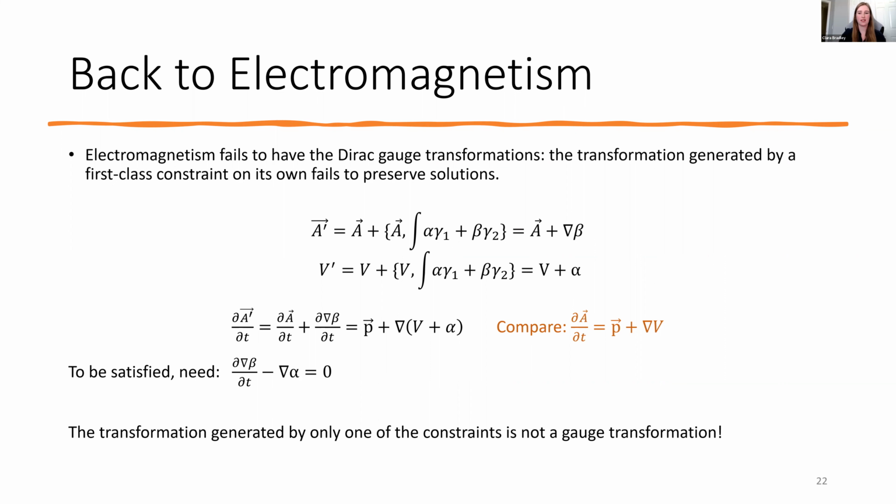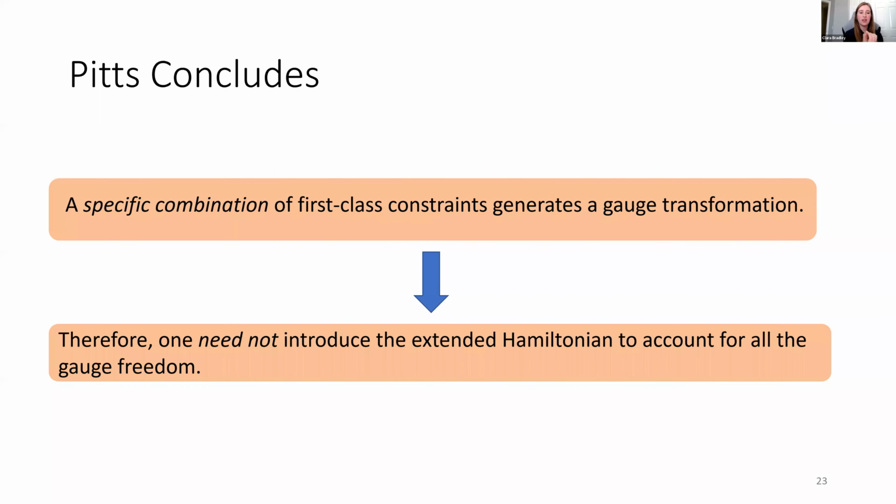And so on the basis of this, Pitts concludes that rather it's a specific combination of the first-class constraints that generates a gauge transformation. And therefore, that one need not introduce the extended Hamiltonian to account for all of the gauge freedom, since the extended Hamiltonian is motivated by the fact that the gauge freedom is given by the secondary first-class constraints in addition to the primary first-class constraints, which isn't right. Rather, there are only as many independent arbitrary functions of time as there are primary first-class constraints.